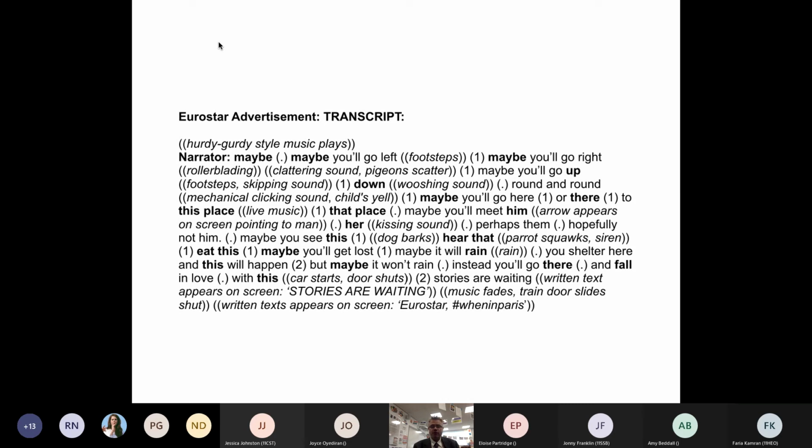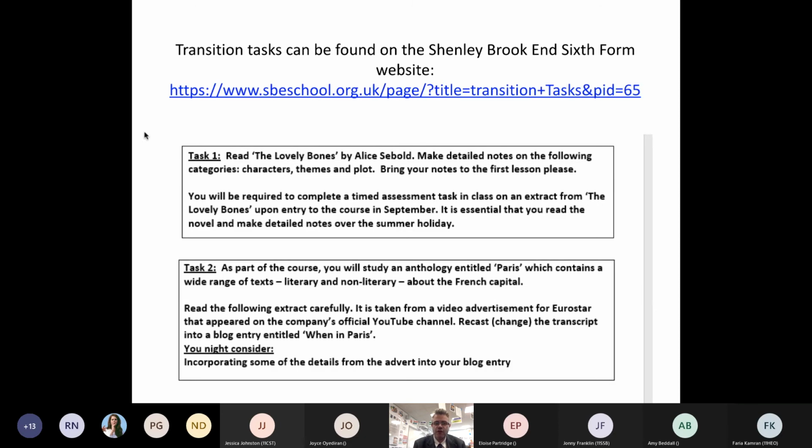And you can see that all of those things in brackets are pauses. The numbers are the pauses in the narration. Okay, and the bits in italics are descriptions of what's happening on screen. Now imagine you've seen that advert. Now when you find the task off Teams, you'll be able to look at that yourself. And what we want you to do, you can see for task 2, is to turn that into a blog. Imagine you travelled to Paris yourself and were writing that out as if you'd actually experienced all of those things, been and seen or done those things.